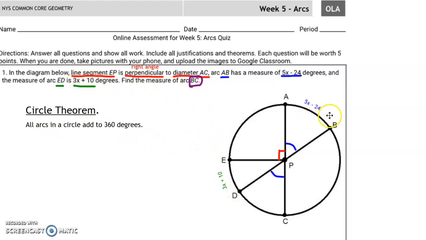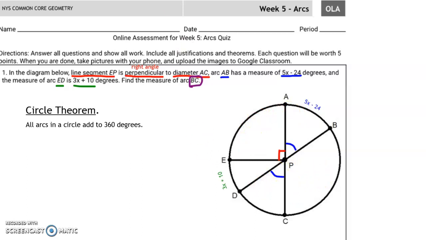The first thing I want you to understand is that this is an example of a circle theorem question, which says that all arcs in a circle add up to 360 degrees. Similarly, all of the interior angles from the center, which we call central angles of a circle, add up to 360 degrees as well. So all we have to do is identify all the different arcs around the circle, set them equal to 360 degrees, and we are basically done with the problem.